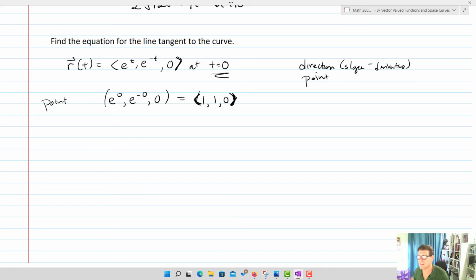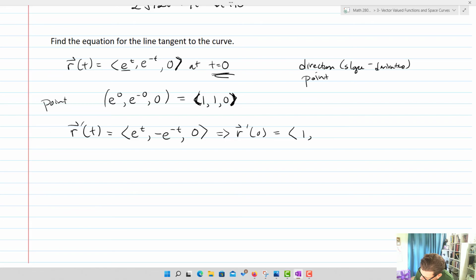It's actually a lot easier than the tangent line because we're just going to plug in values for t when we get done. So r prime of t is going to equal the derivative of e to the t, which is e to the t, the derivative of e to the negative t is negative e to the negative t, and the derivative of 0 is 0. So I'm going to plug in 0, r prime of 0, because we're looking at t equals 0, is going to equal 1, negative 1, 0. And that's the direction.